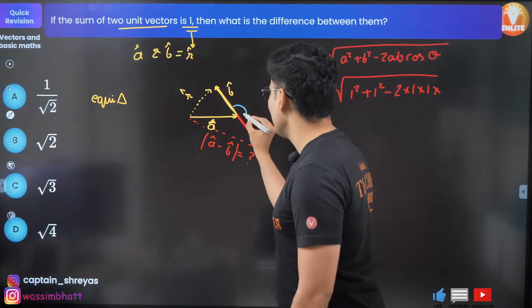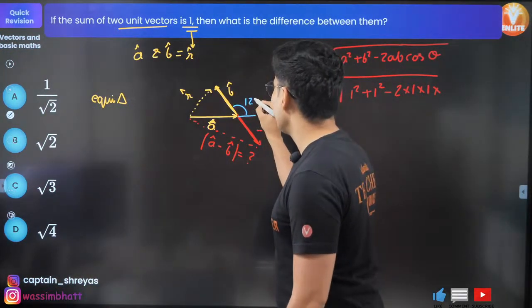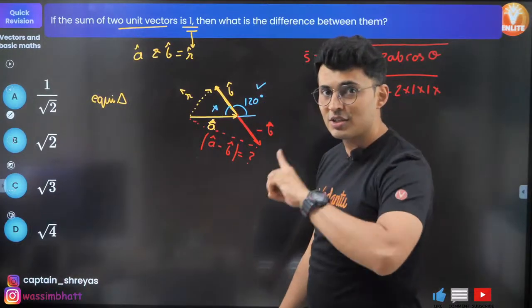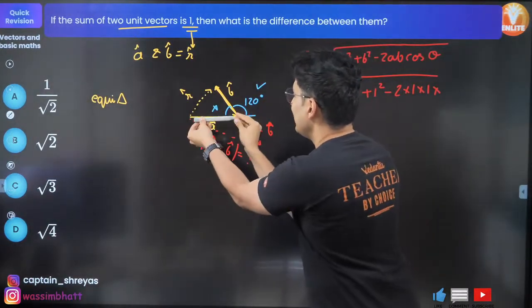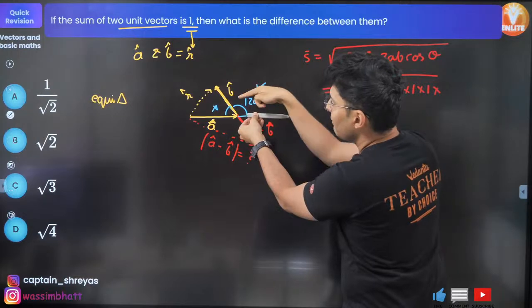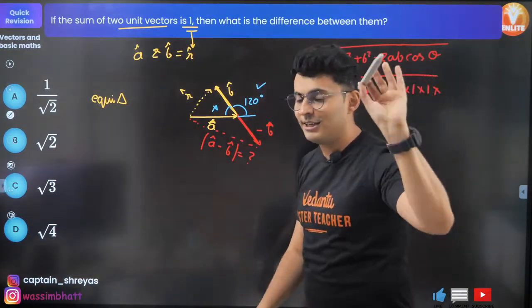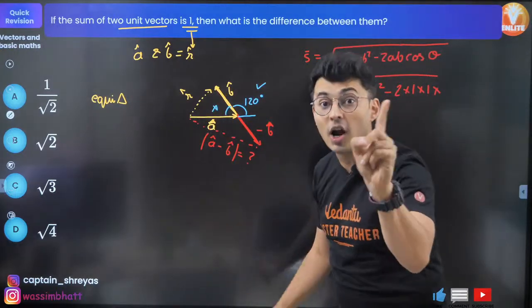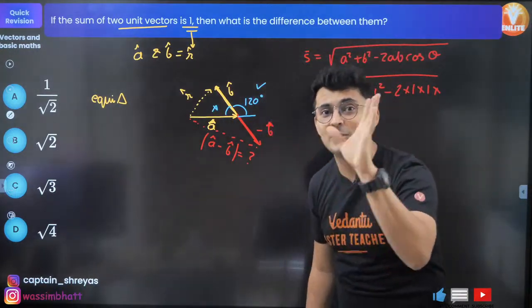Look at the angle between A and B. It is 120. This is the correct angle. In the previous problem, I just told you, always slide this vector. The angle between A vector and B vector is 120. So theta is always the angle between A and B, not A and minus B. This is the most common mistake.